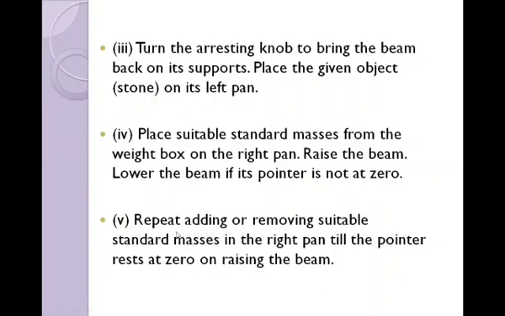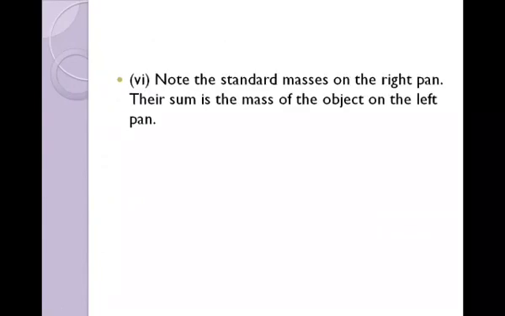Repeat adding or removing the suitable standard masses in the right pan till the pointer rests at zero on raising the beam. If you see that the standard masses are more, then remove them. If you observe that the standard masses are less, then add the standard masses till the pointer comes in the center of the scale at the zero, right? You have to repeat the same process.